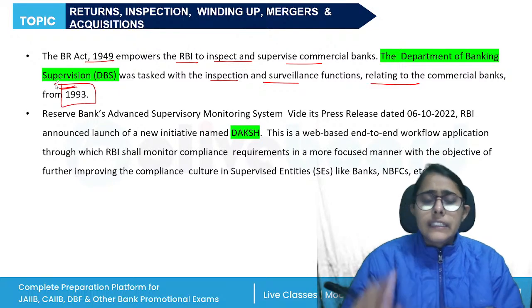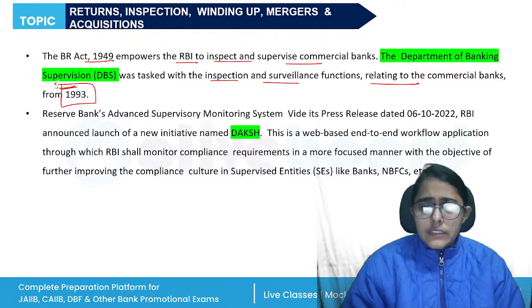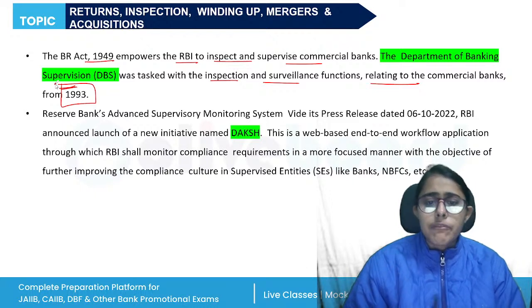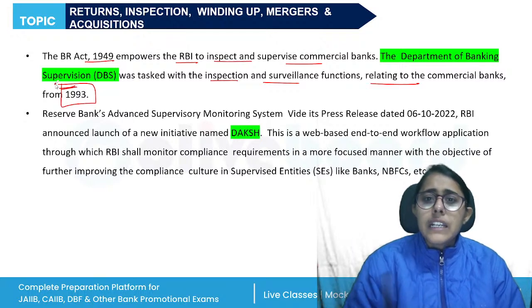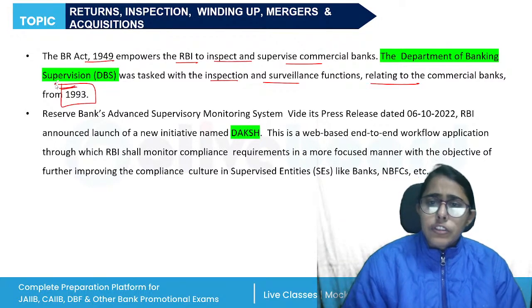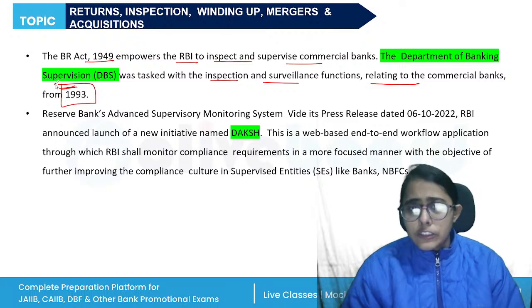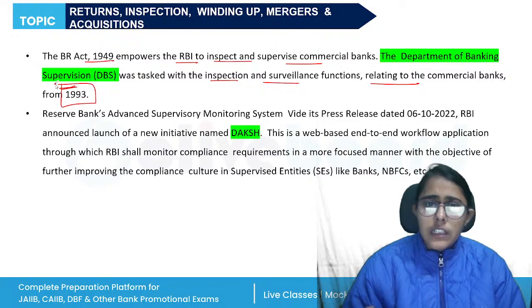Before 1993, separate departments were working for different areas, right? But now all the credit institutions, it includes the scheduled commercial banks, cooperative banks, local area banks, NBFCs, SFBs, everything. Before that, different departments were working. Like there was a different department for banking supervision, a department for the non-banking supervision. Then the department for cooperative banks was set up, right?